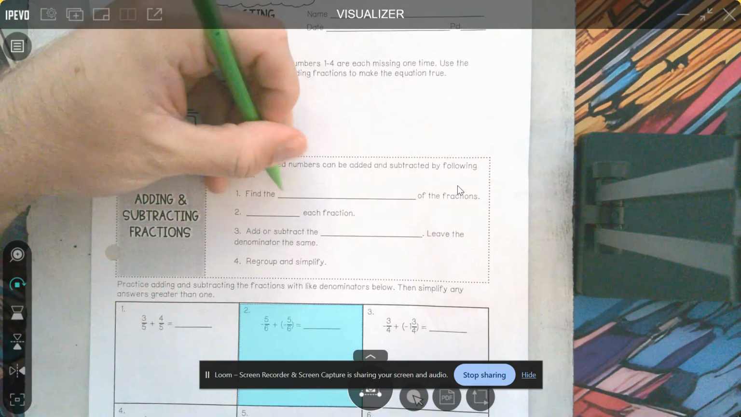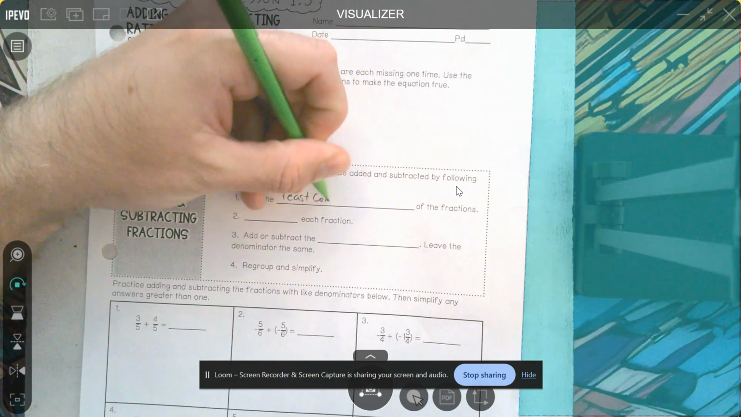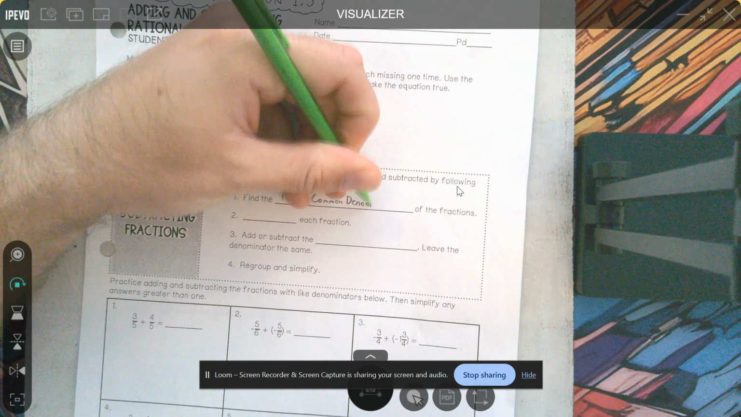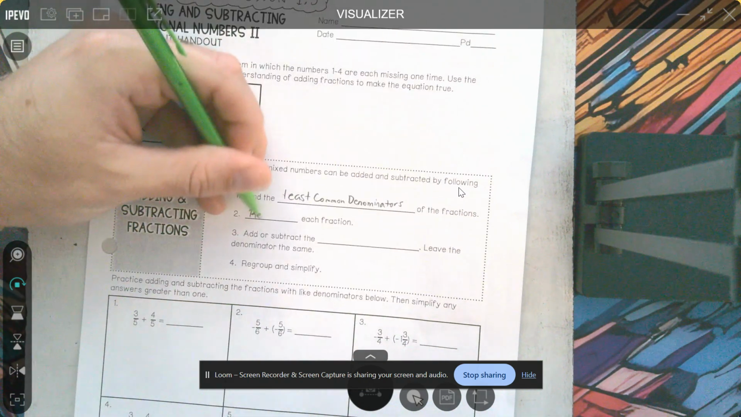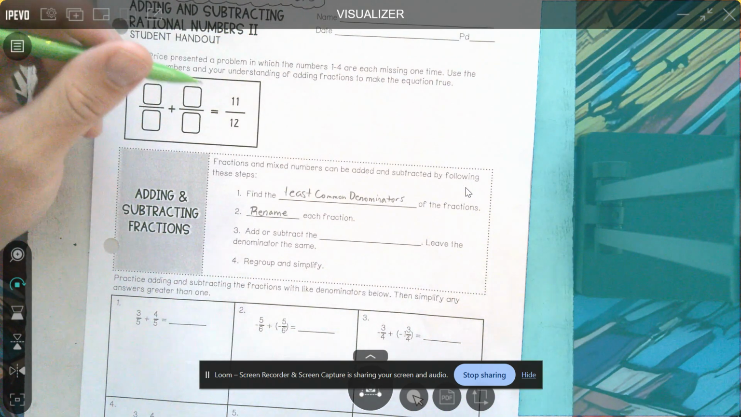We always need common denominators. So least common denominators. Always find least common denominators first. Then we're going to rename them. So we want to make sure if we have a mixed number or improper fraction, we make sure they're the same format when we're adding or subtracting.